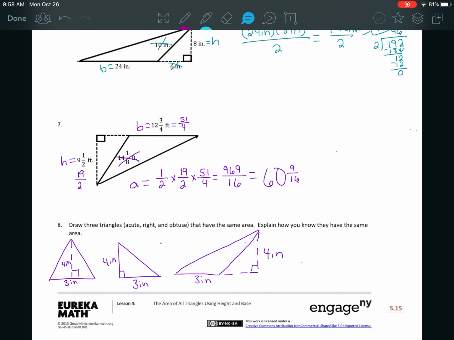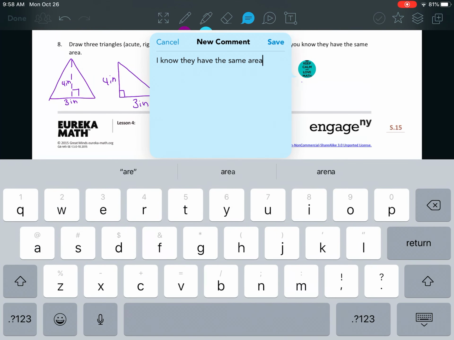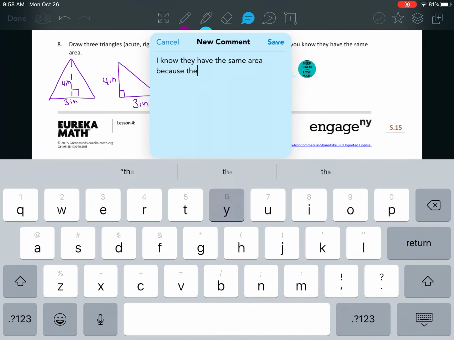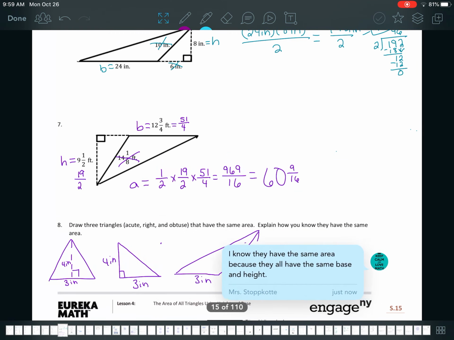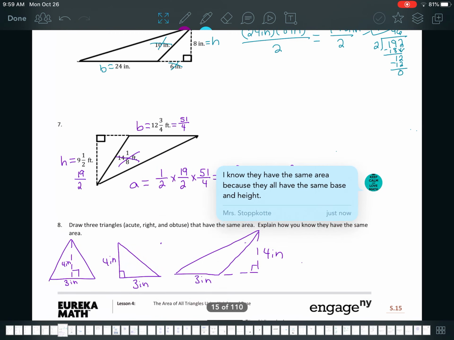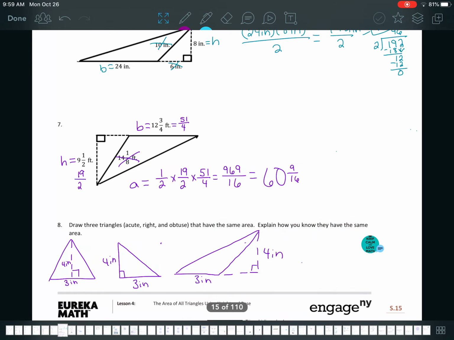So I know they have the same area because they all have the same base and height. So even though these 3 look totally different, they all have the same area.